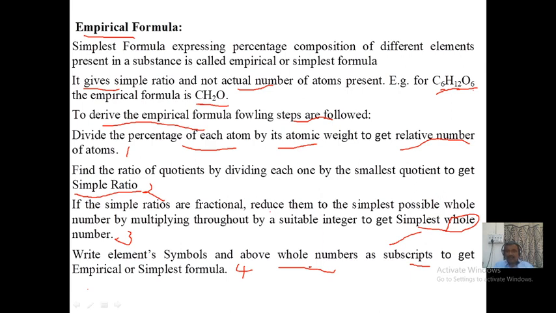What are the 4 steps? First is to get the relative number, second is to get the simple ratio, third is to get the simplest whole number, and the fourth is to write the empirical formula.